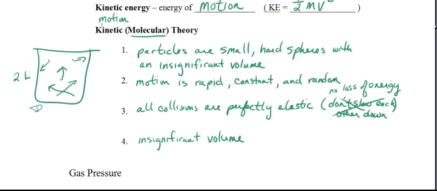All theories have some type of limitation to them, and so when we say that these particles have an insignificant volume, is that absolutely true? No, it's actually not completely true. Are all collisions perfectly elastic? No, that's not actually true, but it helps simplify things so that we can make some good predictions. And as we go and talk about why gases behave the way they do, particularly in Chapter 14, then all of these things I think will come to light.